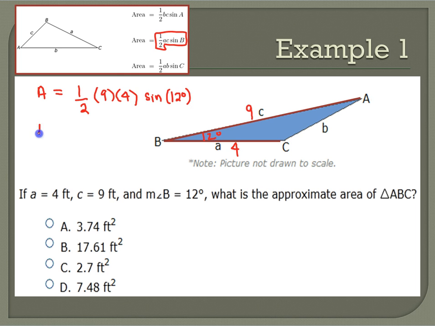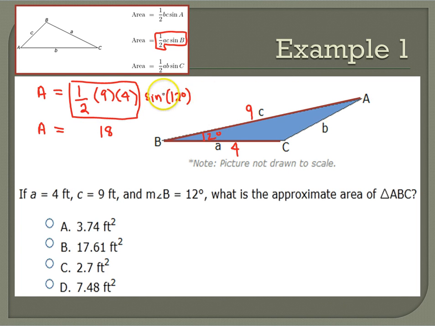Okay. So now that you plug it in, here comes the calculator part. And this is where it gets a little bit tricky sometimes, is just knowing how to use your calculator. What I would do first is I would multiply this first group all at once, and the easiest way to put that in your calculator is, instead of putting in 1/2, just put in 0.5. So we're just going to do 0.5 times 9 times 4. Just put that all in at once, and you're going to get 18. And then sine of 12.